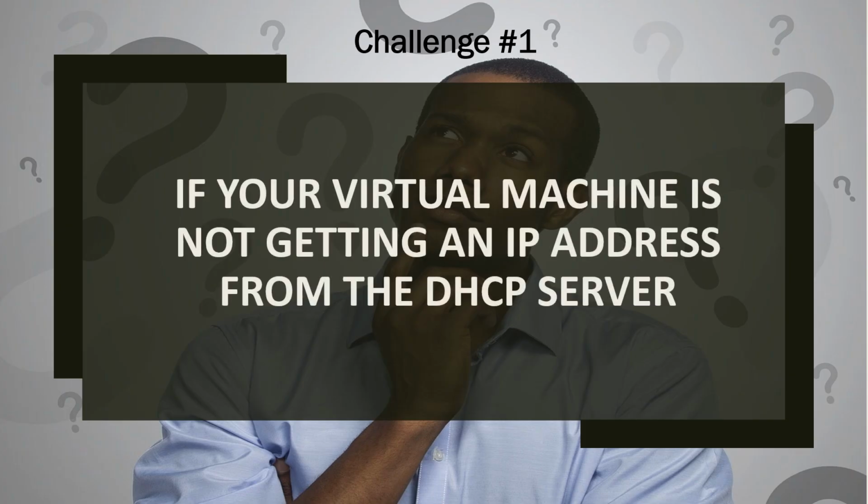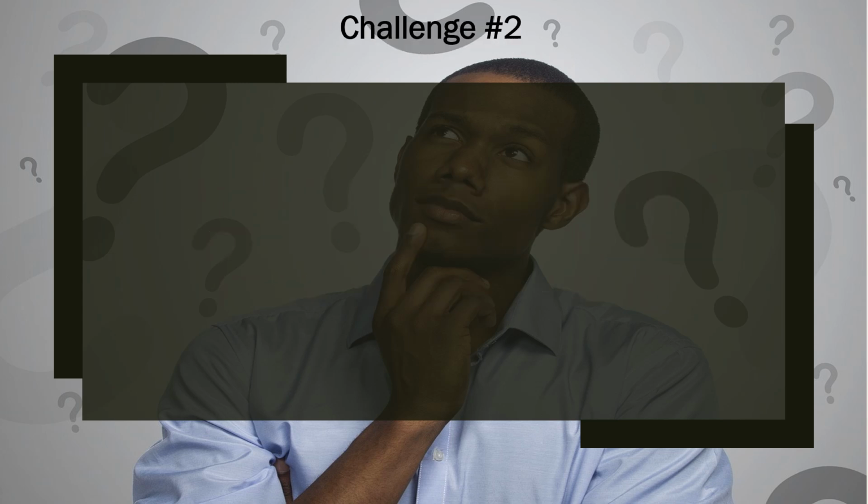So if your virtual machine is not getting an IP address from the DHCP server, what do you think is one of the solutions, or how are you going to troubleshoot this issue? Are you going to look at the network adapter? Are you going to change it? Because the default is not going to work. So you need to change it to what?